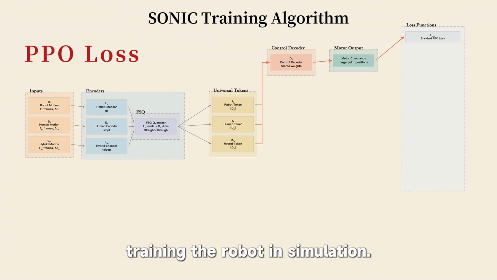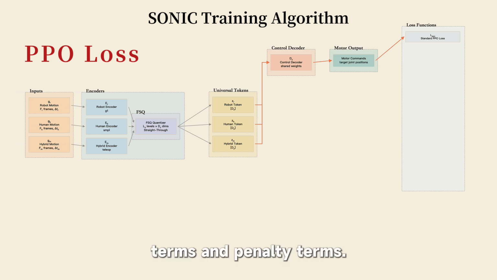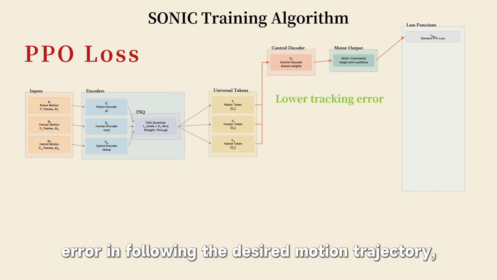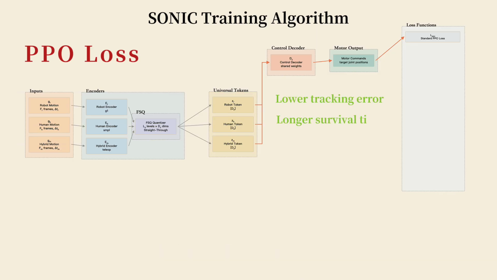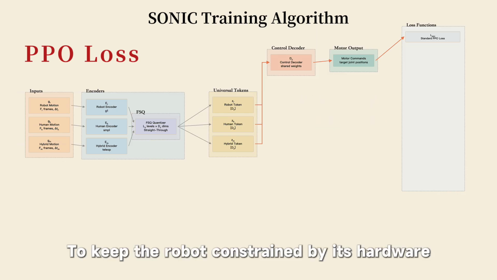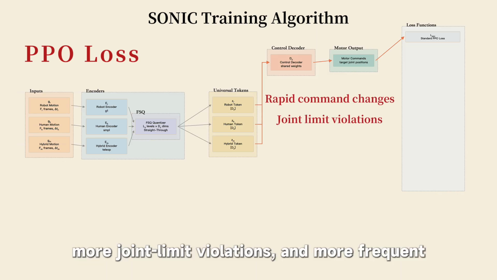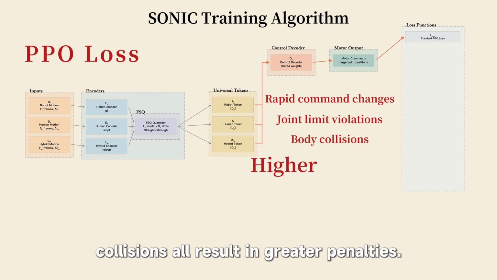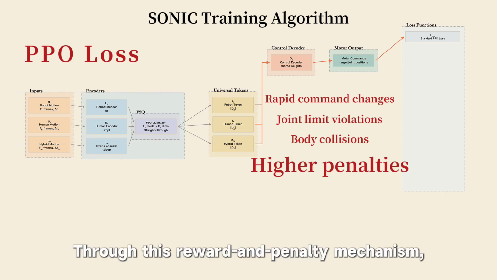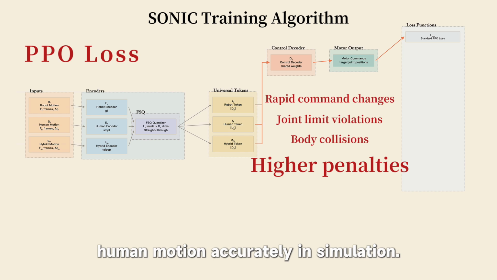It is like a teacher training the robot in simulation. Specifically, PPO loss contains reward terms and penalty terms. The smaller the robot's error in following the desired motion trajectory, the greater its reward. And the longer it survives in simulation, the more reward it accumulates. To keep the robot constrained by its hardware structure and motor performance in simulation, faster changes in motion commands, more joint limit violations, and more frequent collisions all result in greater penalties. Through this reward and penalty mechanism, the robot gradually learns to reproduce human motion accurately in simulation.